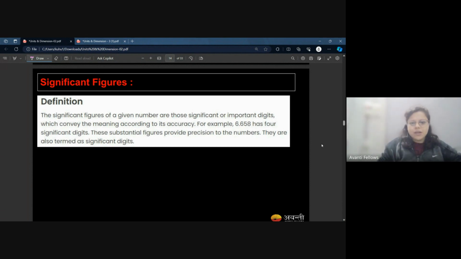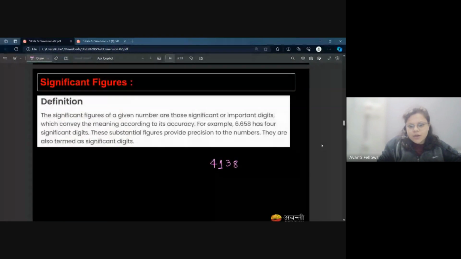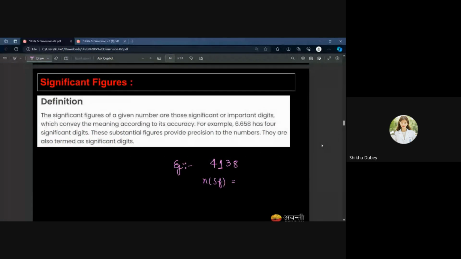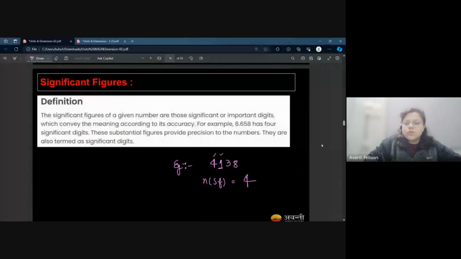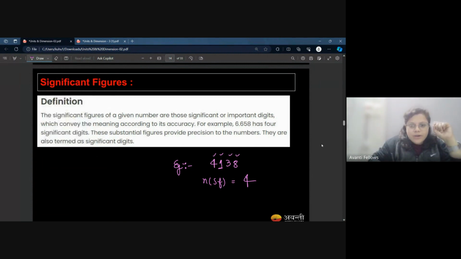For an example, I gave you an expression like 4038. Just remove 0 for some reason over here. Let's say 4138. Can you tell me the number of significant figures in this given number? 4. Right? 1, 2, 3, 4. Now just go through the definition also. The significant figures of a given number are those significant or important digits which convey the meaning according to its accuracy.